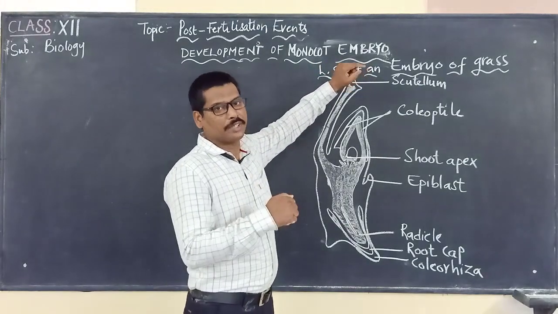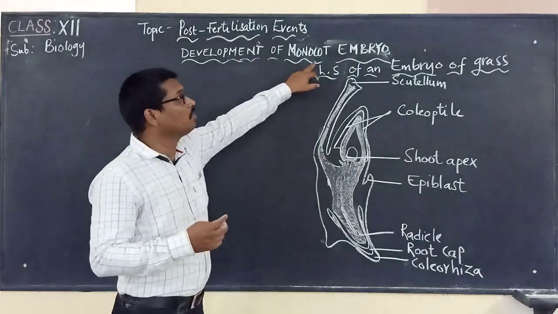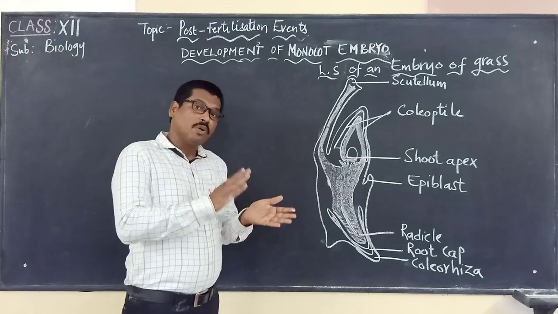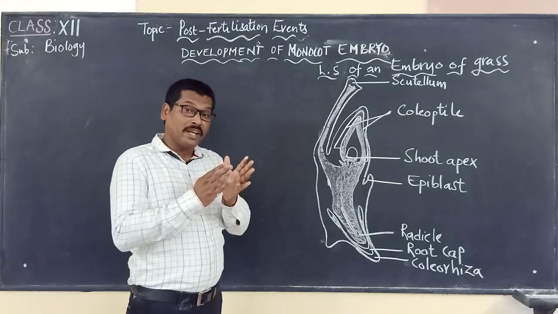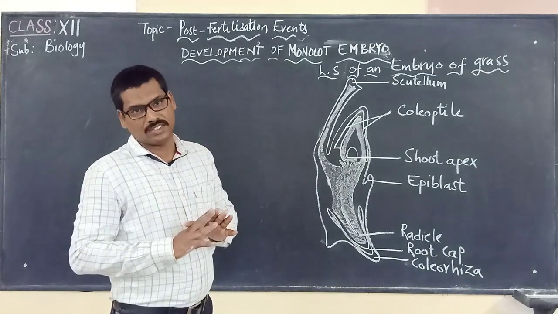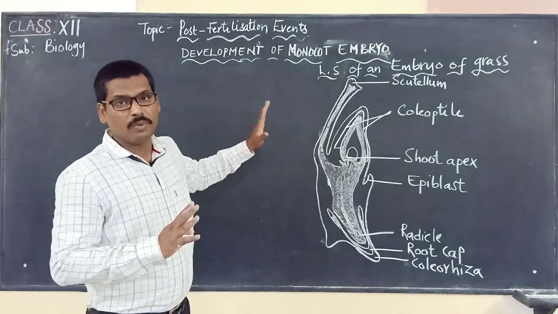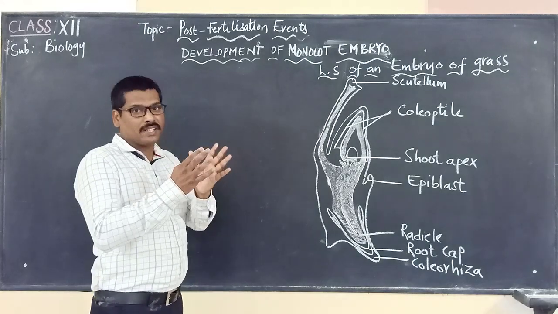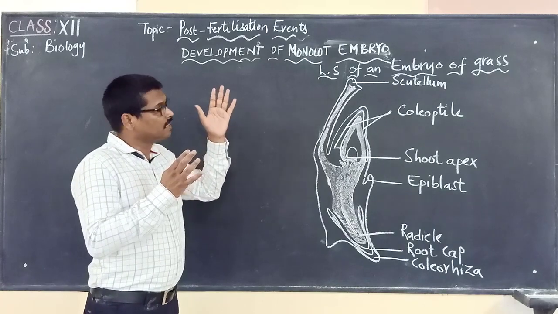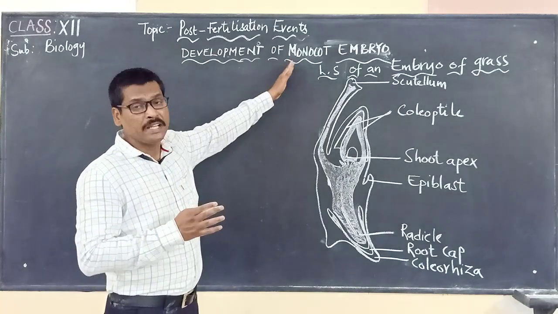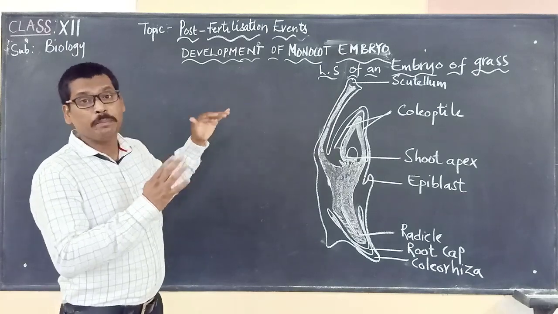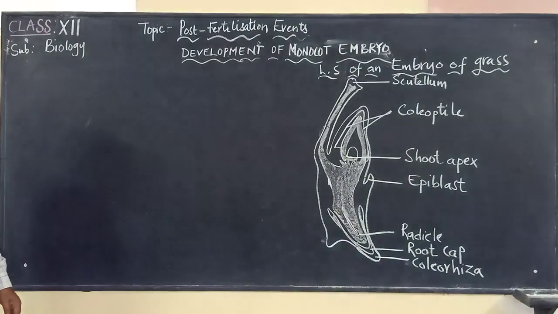We studied the dicot embryo. Now we will see how the monocot embryo develops. Both in monocot and dicot, the development of the embryo is the same until it reaches the globular stage. But right from then, there are some changes that clearly differentiate the development of the dicot embryo and the monocot embryo. So now we will see how the monocot embryo is developing.